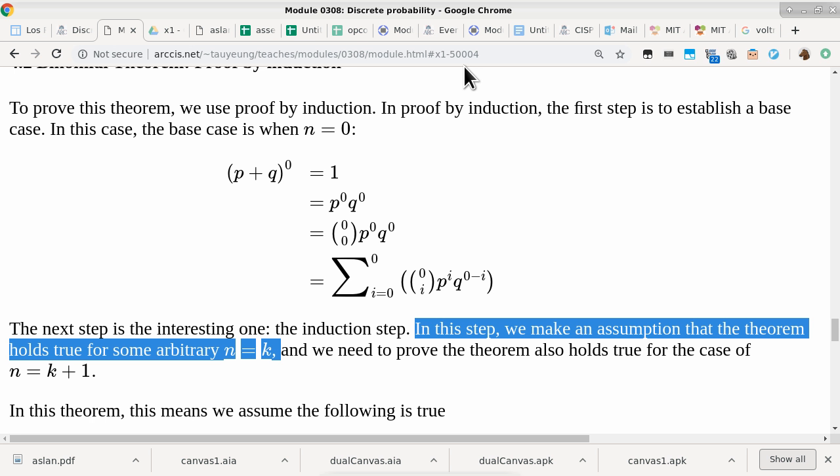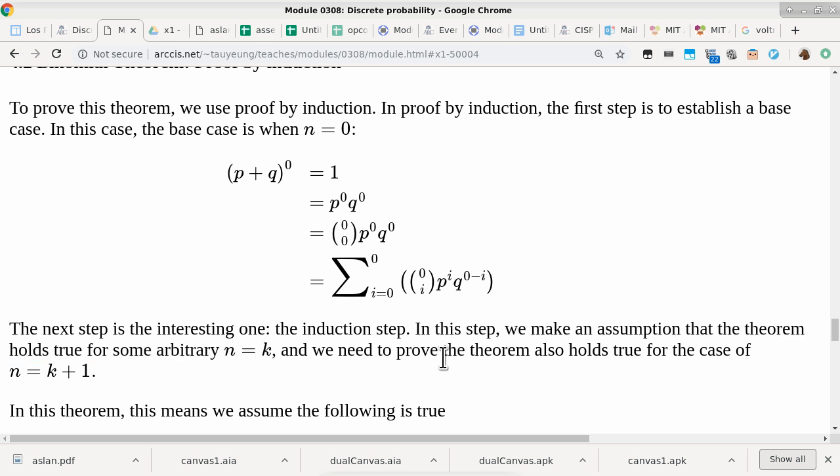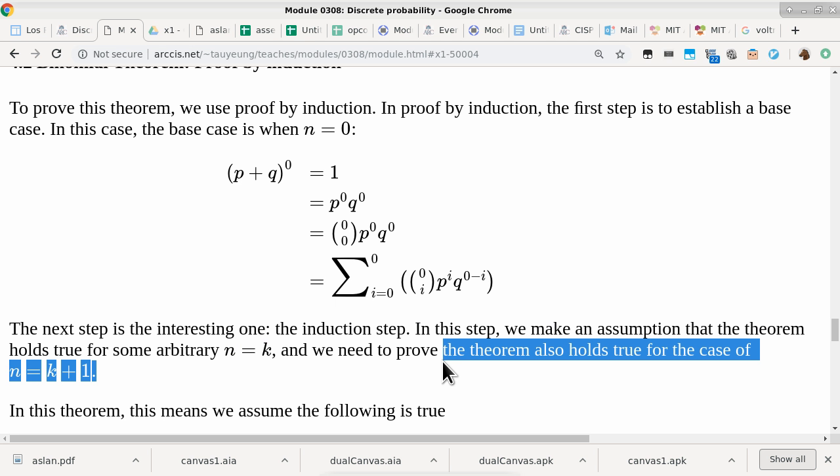So using this assumption, what we need to do is to prove the following. We have to prove the theorem is also true for the case when n equals k plus 1. So by making an assumption that the theorem is true only for n equals k, we try to use that assumption to prove that the theorem is also true for n equals k plus 1. Are we doing okay so far with that idea?